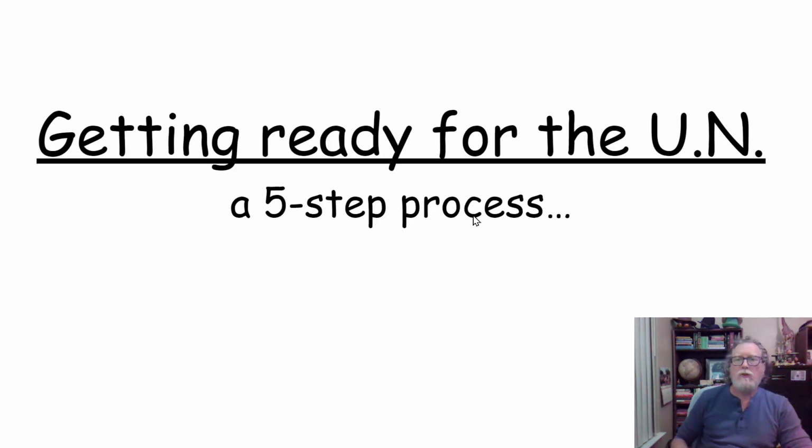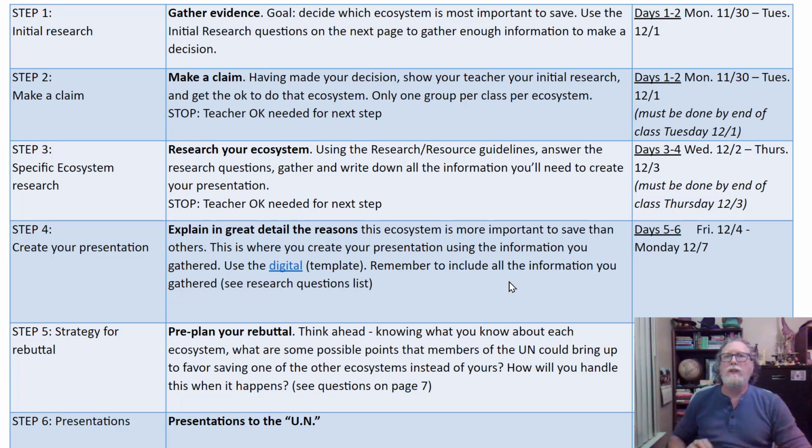So, here's an overview of the process. Getting ready for the UN, a 5-step process. These are the steps of this entire project. We are going to be starting off here with step 1, which you'll see is days 1 and 2, where you gather evidence, deciding which ecosystem is most important to save. You'll use initial research questions on the next page, in other words, step 2, to gather information to make a decision. All right? So, step 2 is making a claim.